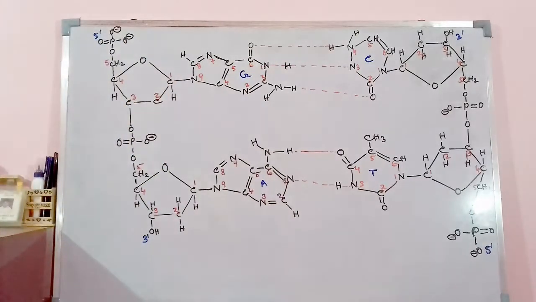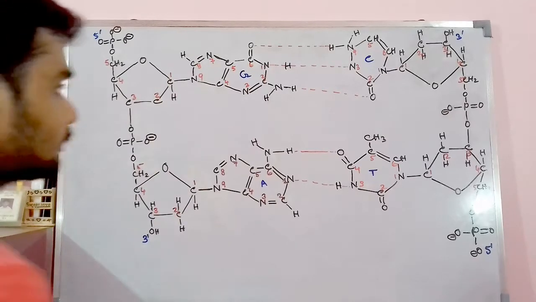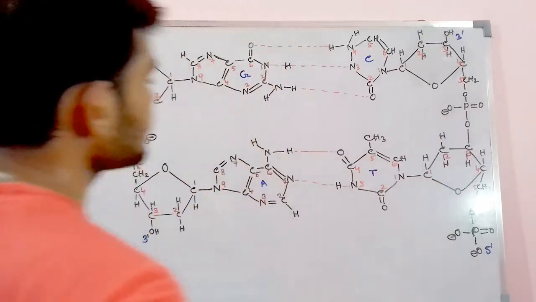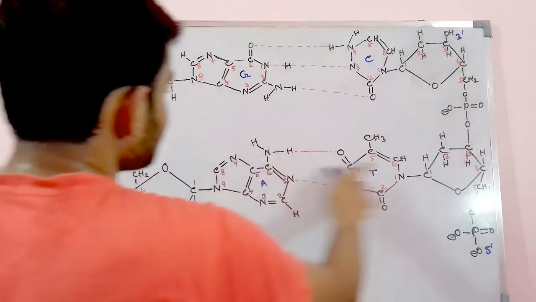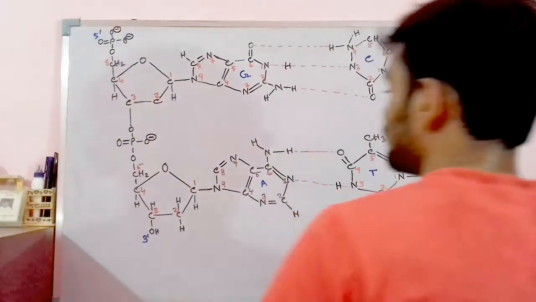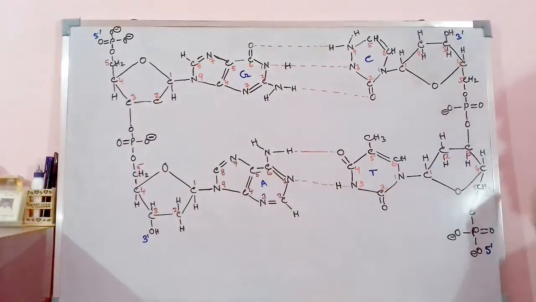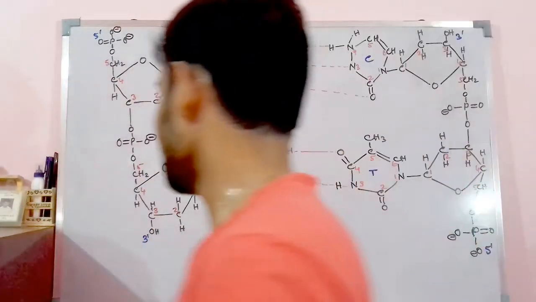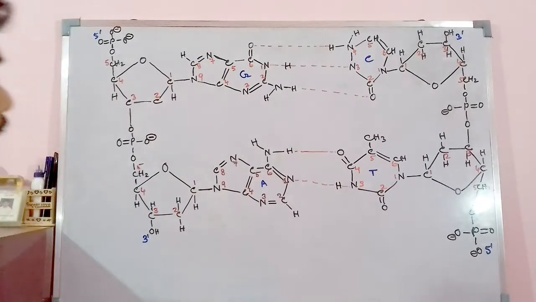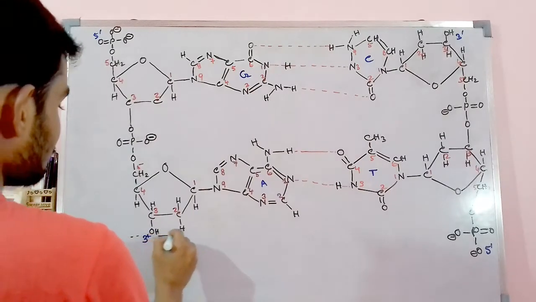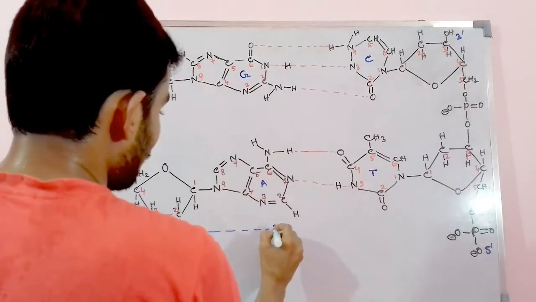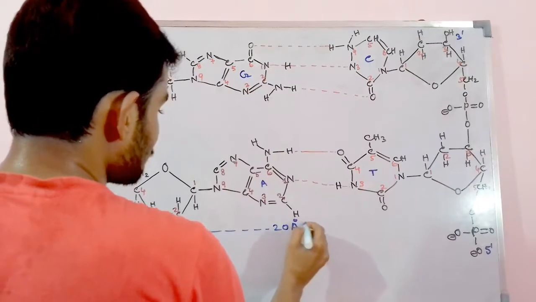Now this GC, the distance between these two strands of the DNA, that is the entire distance, starting from this position to particularly this position, this entire distance is about 20 angstrom.